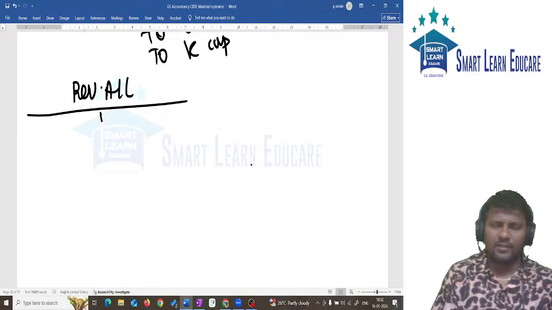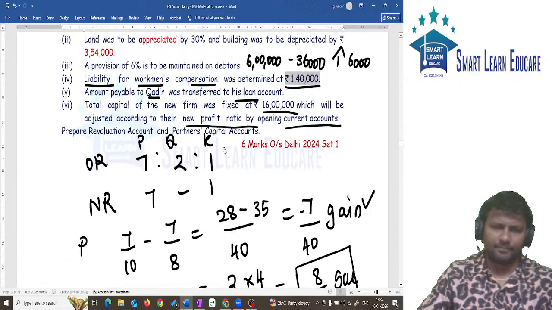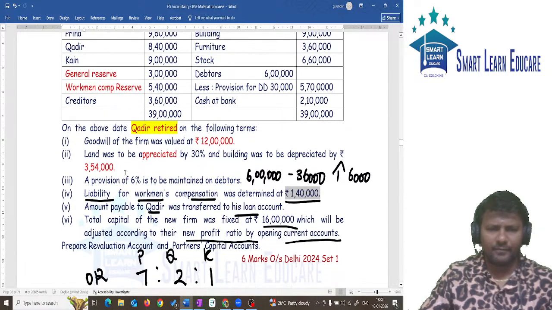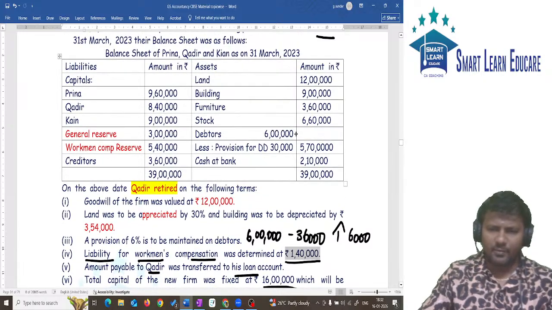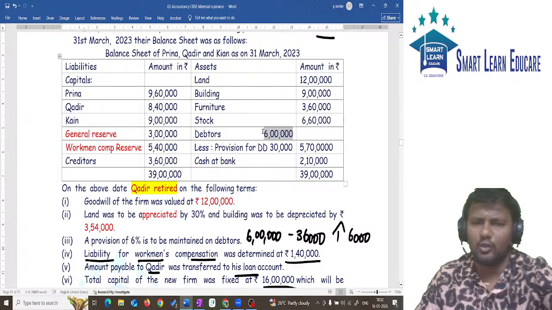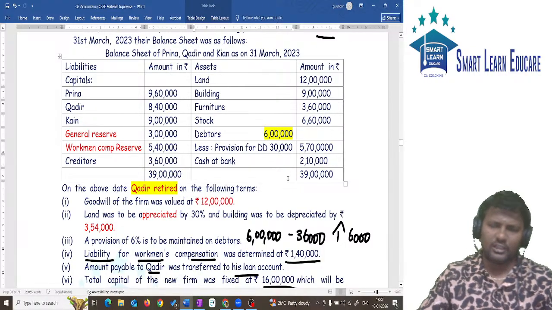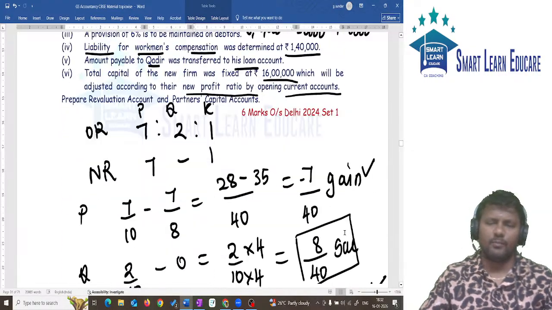So in case of revaluation, what and all we have? See, first one, revaluation related. Provision is created at 6%. Remember, provision should be calculated on 6 lakh. 6 lakh into 6%, 36,000. Already we have a provision of 30,000, meaning there is an increase in provision of 6,000.